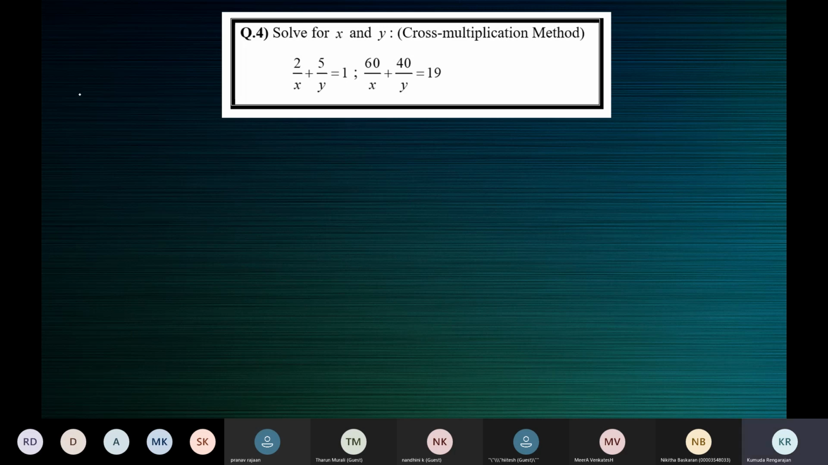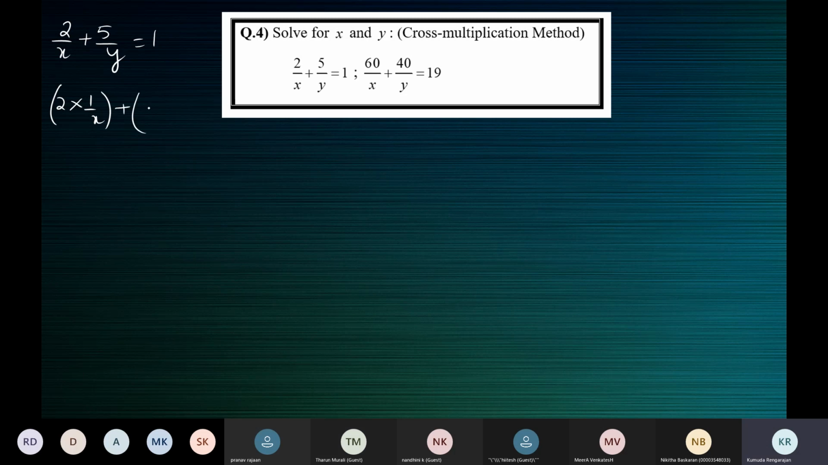What's the first equation? 2 by x plus 5 by y is equal to 1. How do you understand? Where are x and y? In the denominator, right? Yes, ma'am. x and y should not be in the denominator. They are in the denominator. How do you understand 2 by x? It's 2 into 1 by x, correct? Yes, ma'am.